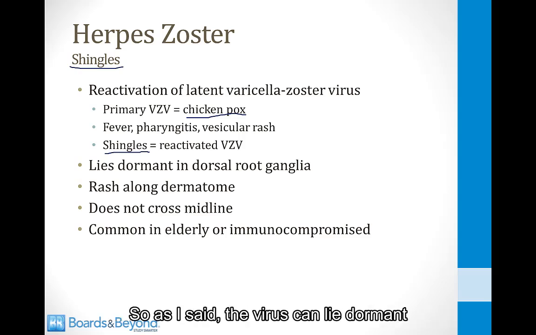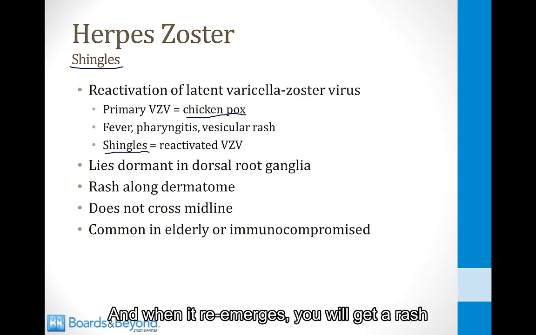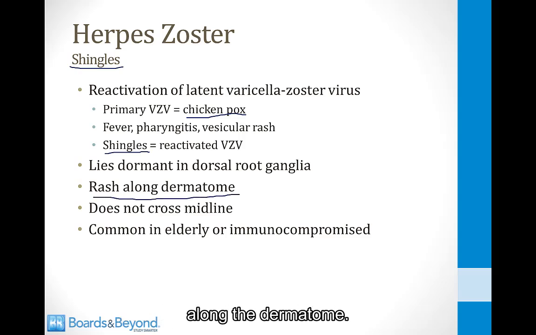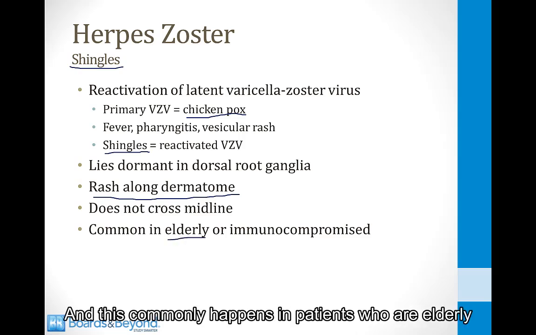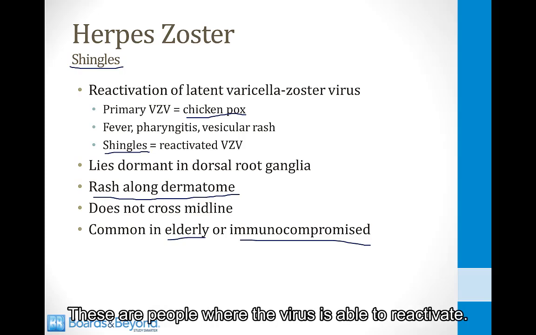So as I said, the virus can lie dormant in the dorsal root ganglia of the body. And when it reemerges, you will get a rash that will spread from the dorsal root ganglia along the dermatome. The rash won't cross the midline because the dermatome doesn't cross the midline. And this commonly happens in patients who are elderly or those who are immunocompromised. These are people where the virus is able to reactivate.